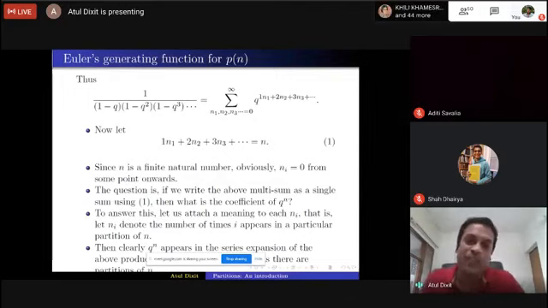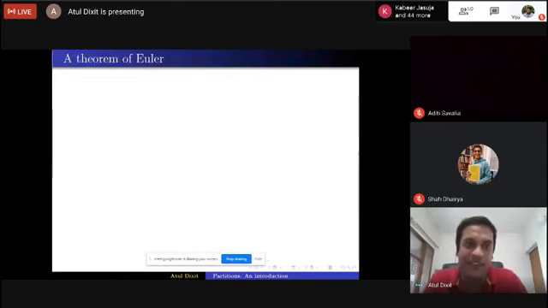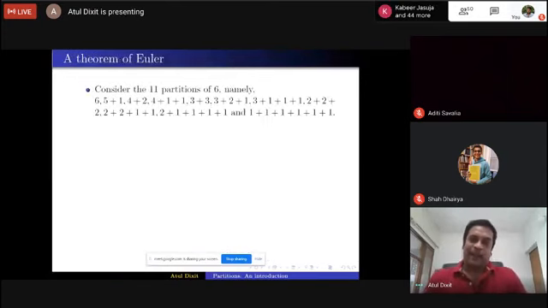Now, what can we do with the help of these generating functions? There are quite many things one can do. Let me give an illustration. Let me start with an example. If I start with the number n equal to 6, then how many partitions of 6 are there? There are 11 of them: 6, 5 plus 1, 4 plus 2, 4 plus 1 plus 1, and so on. You can see all 11 listed here.